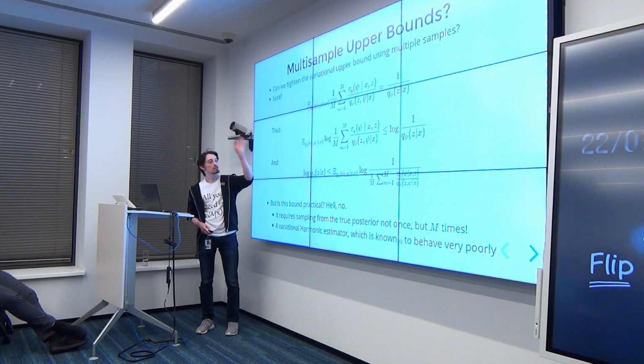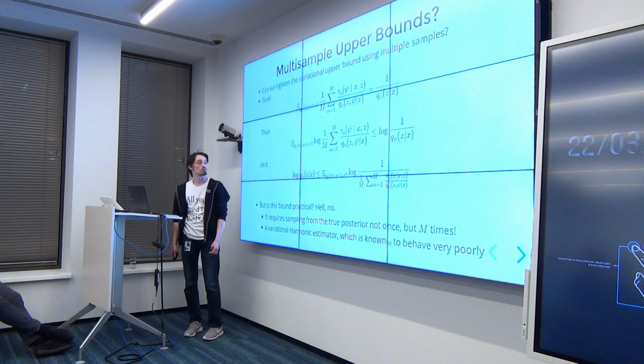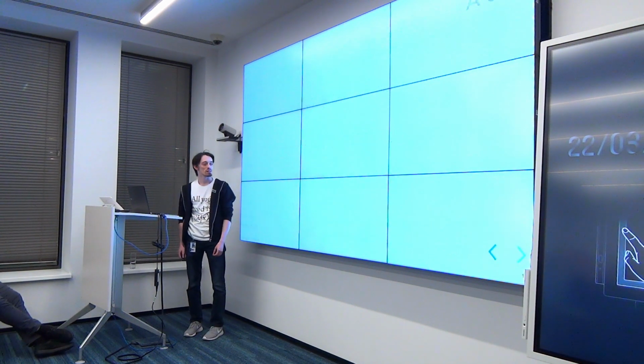So forget about all this. We can't obtain multisample variational upper bounds this way.